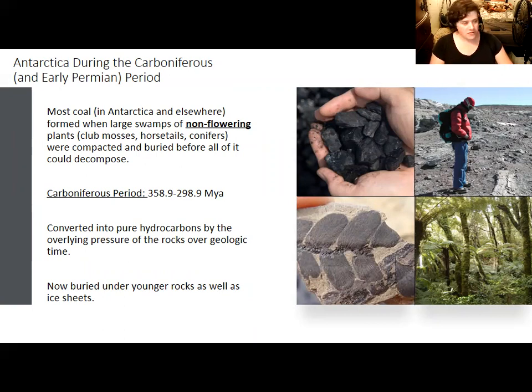Club mosses, horsetails, which you sometimes see growing in stream beds, and then ferns and conifers. These plants would grow extensively and then they would die and the plant matter would get buried. And there was so much plant matter accumulating that the pressure would bury and start to concentrate the hydrocarbons before they could really get decomposed by microorganisms. And so the pressure of the plants and the overlying rocks converted these coal swamps into coal. And in Antarctica, that coal is now buried under younger rocks as well as ice sheets.